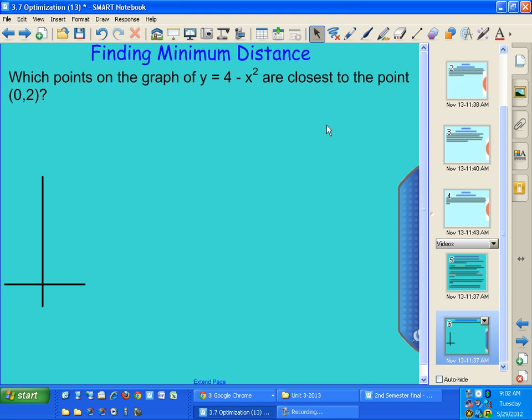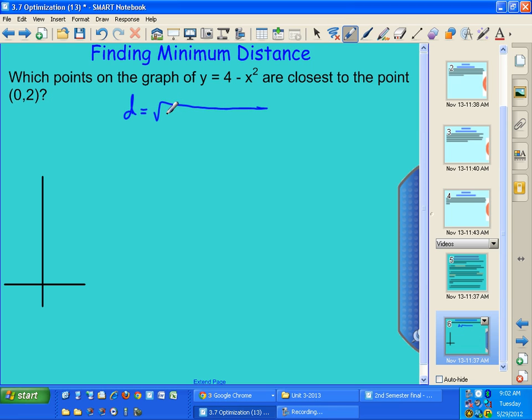Since this is a minimum distance problem, that means I've got to think of a couple things. One, I need to minimize something. And what am I going to minimize? Well, I'm going to minimize distance. What is distance? When I think back to geometry class, I think of the distance formula. That's going to be my primary equation, because I want to find either a maximum or minimum distance.